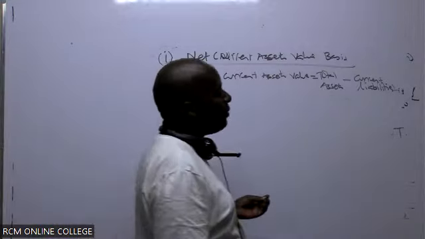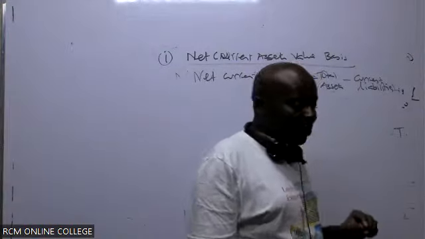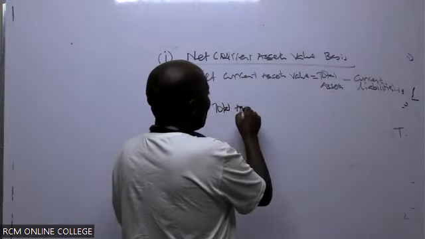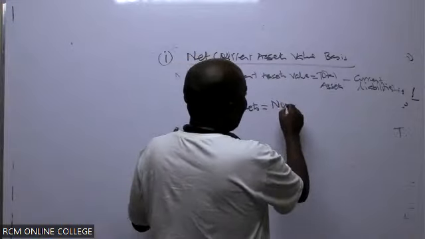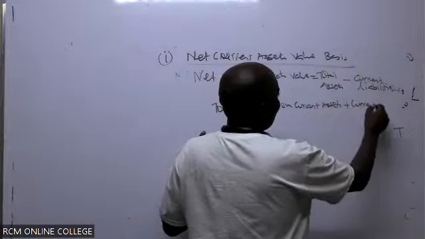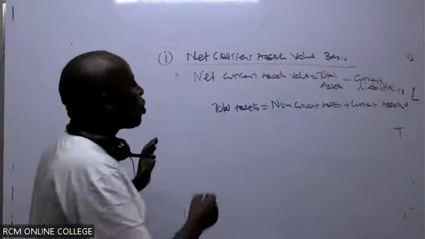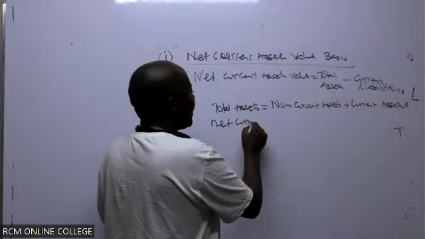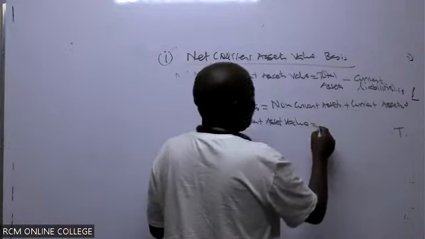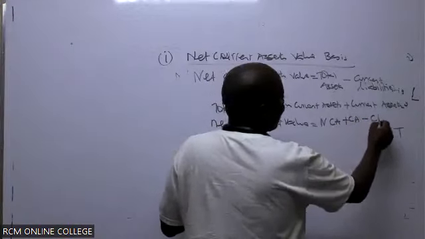Here we are lucky because current liabilities were already deducted. To get total assets, we normally take non-current assets plus current assets. So when we talk of net current assets value, which is very confusing, you take non-current assets plus current assets minus current liabilities.